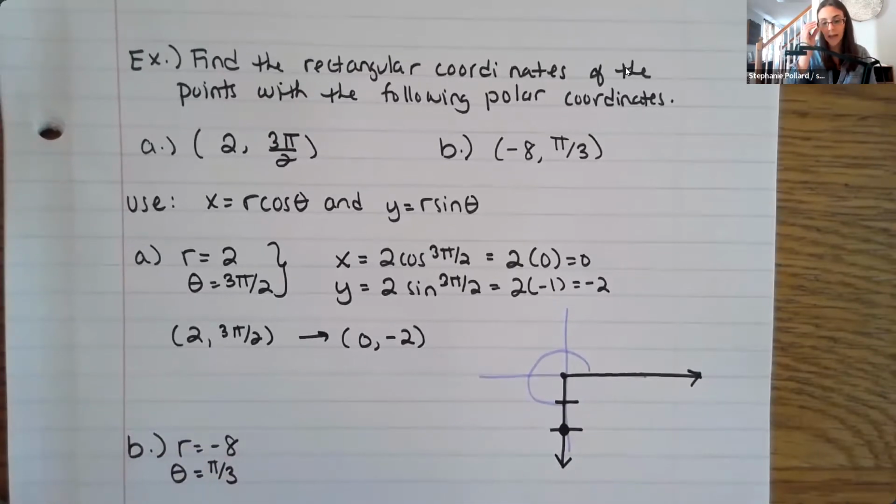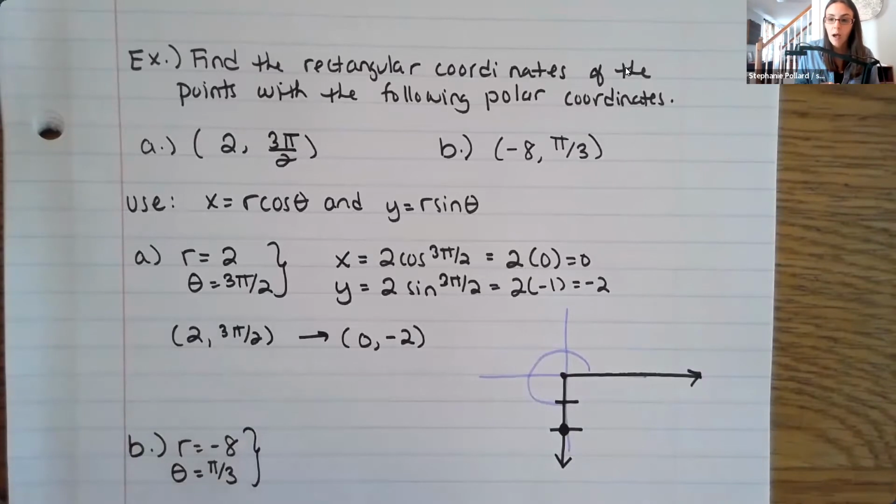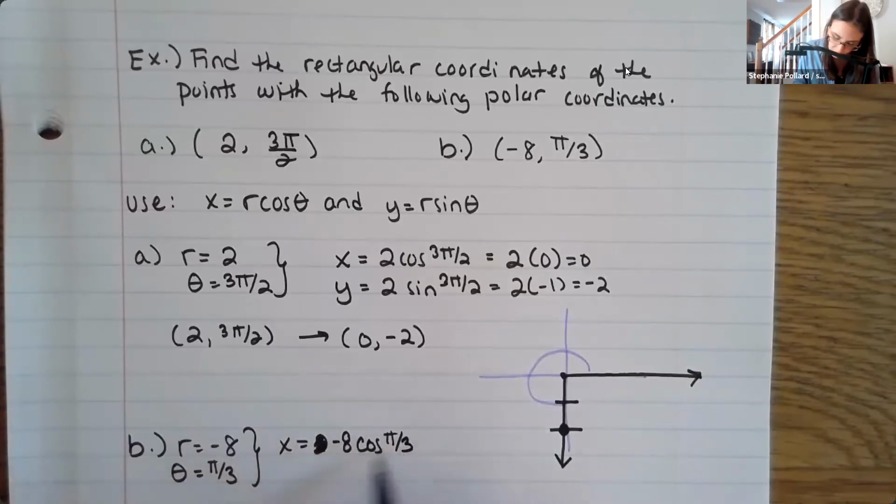For B, our r is negative 8 and our theta is pi over 3. And again, a lot of times your theta is values that you know. If it's not, you could always use your calculator if it's okay to estimate for that point as well. So you could use your calculator to get a decimal approximation if you needed to. But I think a lot of the values you will know. So it's going to be negative 8 cosine of pi over 3. And negative 8 sine of pi over 3.